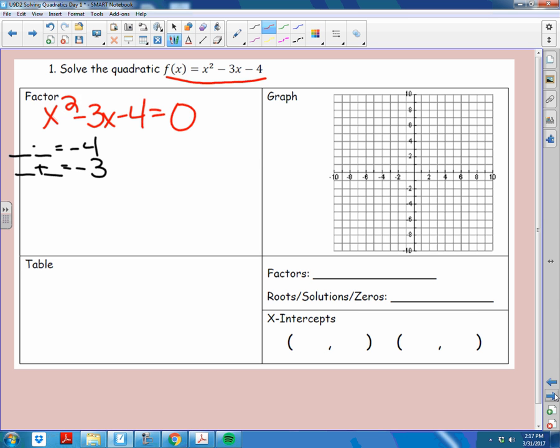Luke? -4 and 1. -4 and 1, perfect. -4 and +1. Now, take your time on that one to make sure it's right, especially the addition part, because that's usually where the kids screw up.